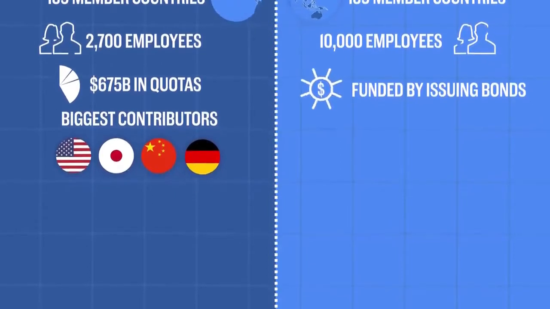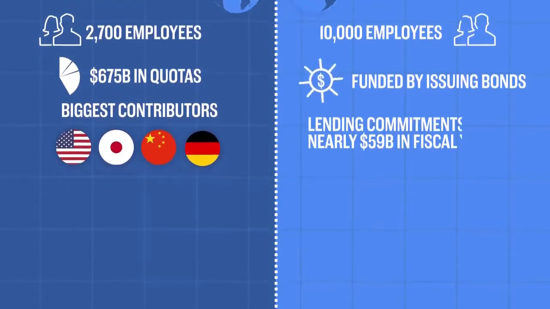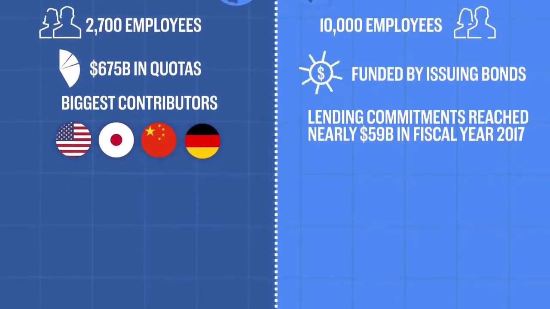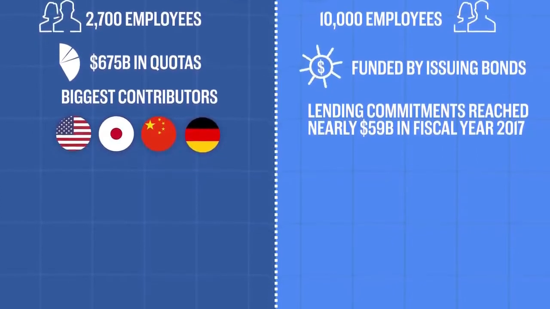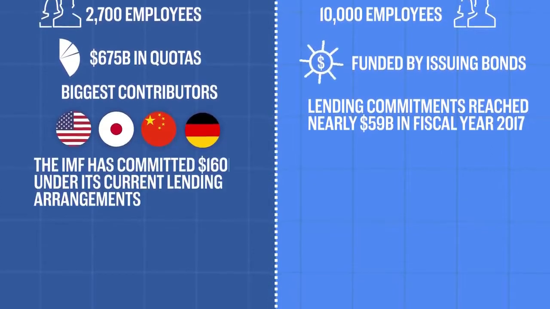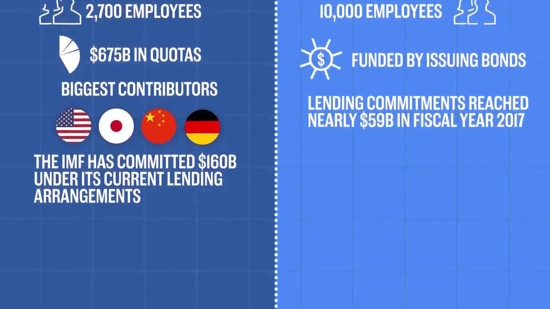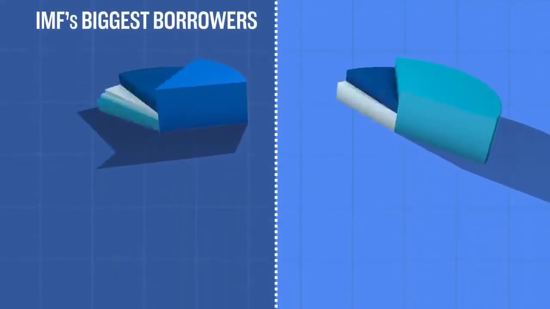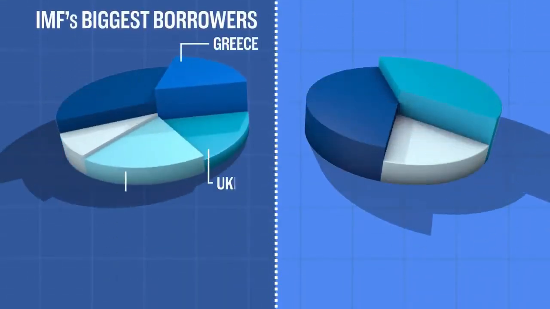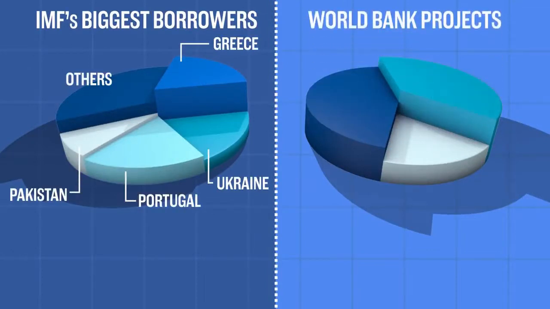The group's lending commitments reached nearly $59 billion in fiscal year 2017. The IMF has committed $160 billion under its current lending arrangements. Today, the IMF's biggest borrowers include Greece, Ukraine, Portugal, and Pakistan. The places where the World Bank is running the most projects are in Africa and East Asia.